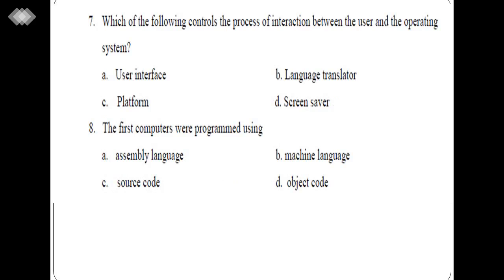Now move to the next question. Which of the following controls the process of interaction between the user and the operating system? Options are user interface, platform, language translator and screensavers. Now next question is, the first computer was programmed using source code, machine learning, object code, assembly language, are the options based on question number 8.